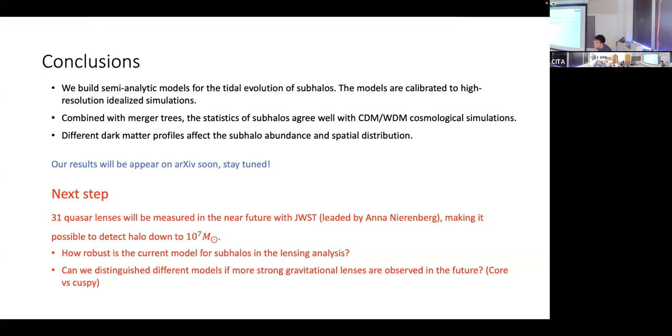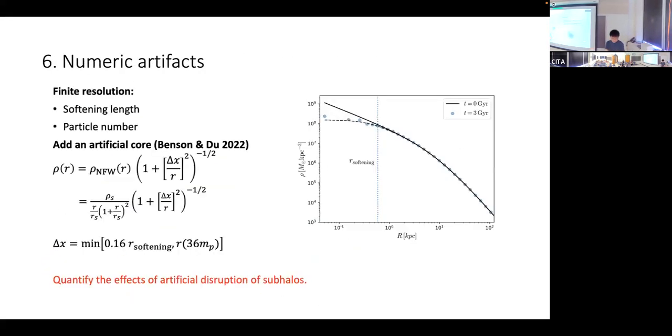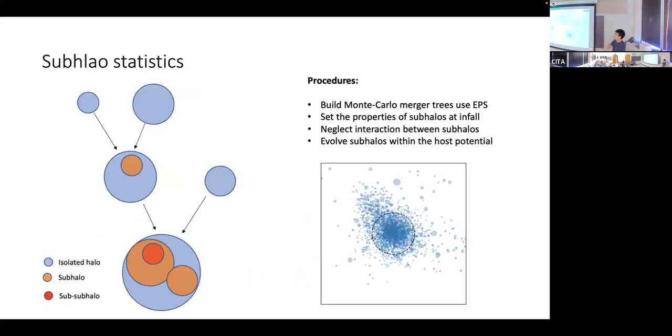So in your model, is your host halo evolved, or is its mass fixed? Yeah, it's evolved in the sense that, as I showed here, we build the merger trees. So in the merger tree, when halos merge, for example, it forms a bigger host. So the host mass will change, or the host concentration will also change.